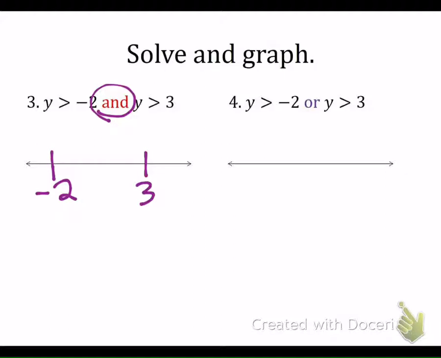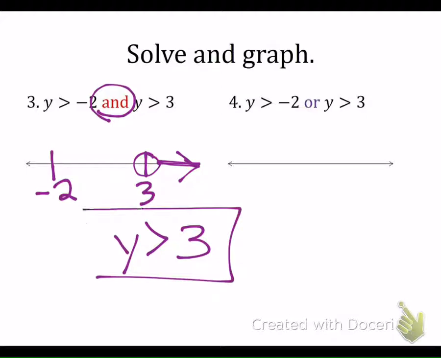So that's the only part I can put on this graph. So my actual solution is just that second half. To make both of them true, it has to be greater than 3. This is confusing. That's why we're practicing nice and slow. All right.